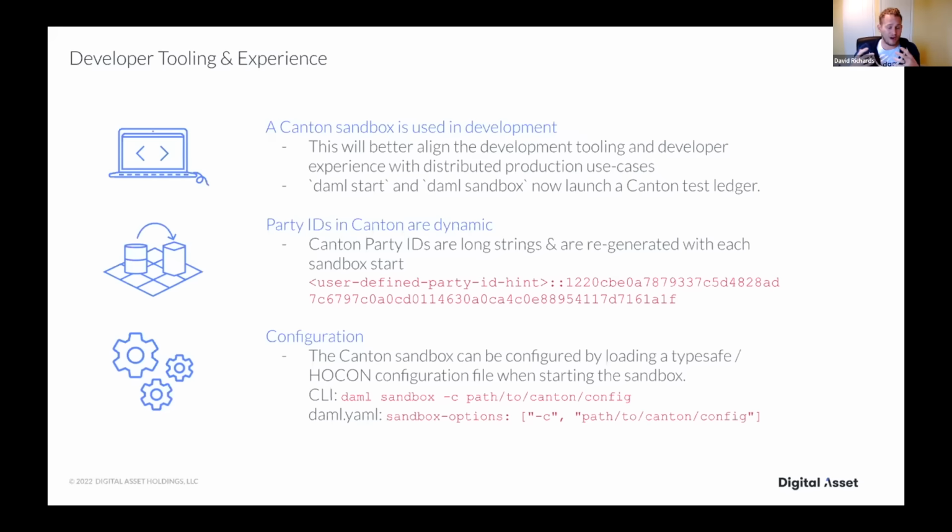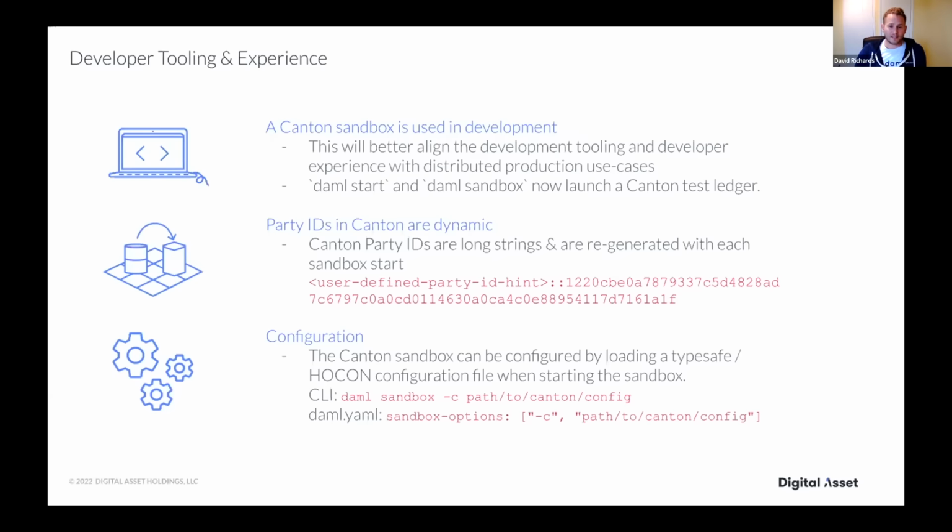This is to maintain uniqueness in a globally distributed network. The hash is randomly generated at the start of each sandbox, which means that party IDs can't be hard-coded into applications. So again, this makes development a little bit more difficult, but it aligns development much closer with production. But also the new feature of user management, which we'll talk about in the next slide, makes handling the dynamically generated party IDs much easier.